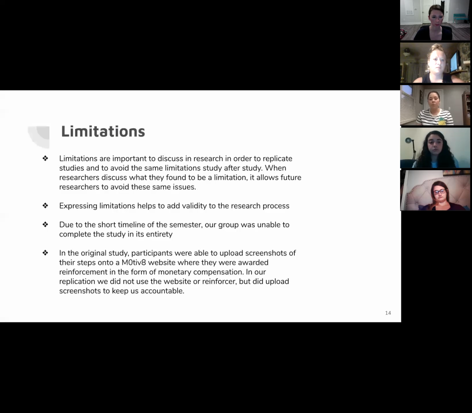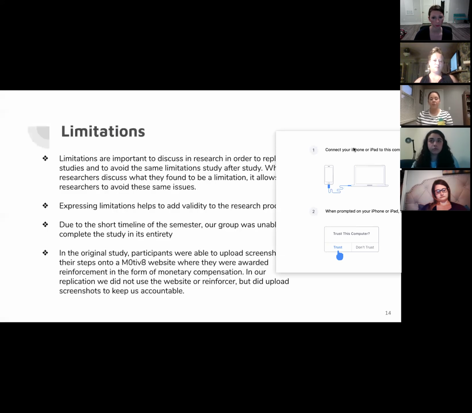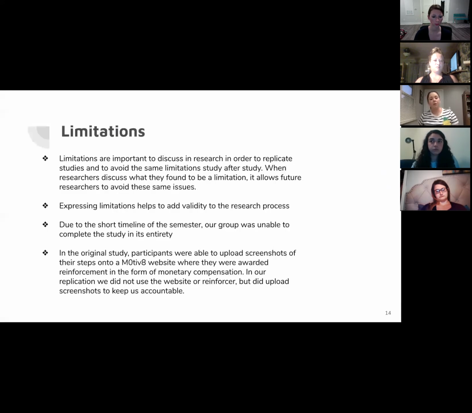Limitations are important to discuss in research in order to replicate studies and to avoid the same limitations study after study. When researchers discuss what they found to be a limitation, it allows future researchers to avoid these same issues. So, by us discussing that we did not have enough time, future researchers could make sure to allot extra time to complete the entire study. Expressing limitations also helps to add validity to the research process.